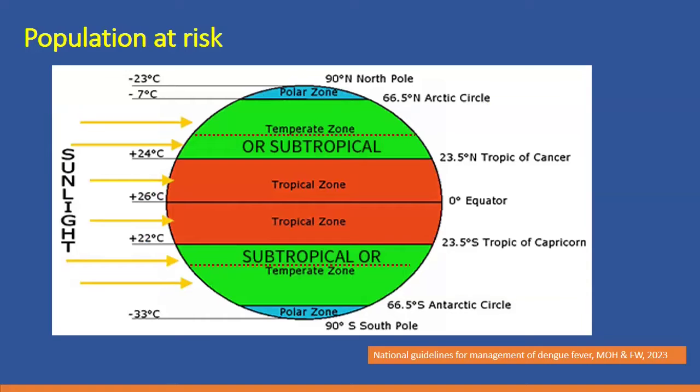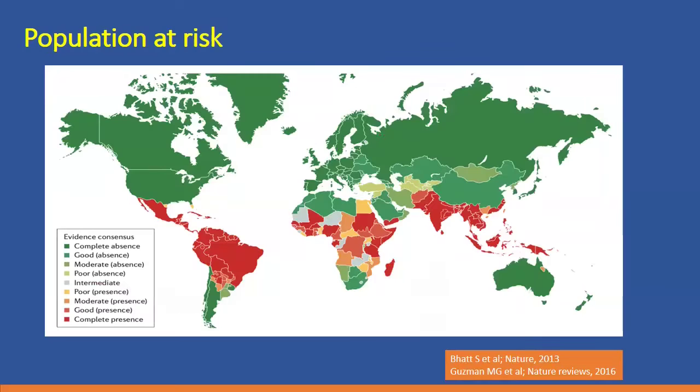Where it happens at the global level: it is most commonly affecting the countries in the tropical and subtropical zones. At the equator level, both sides approximately 25 degrees north and 25 degrees south are the tropical zone, where temperature is roughly up to 26 to 24 degrees centigrade. And 10 degrees further, up to 35 degrees toward the North Pole and 35 degrees toward the South Pole, is the subtropical region. The countries lying in this region, marked here, are the most affected. Most of the burden, 80% of the burden, lies in these countries.